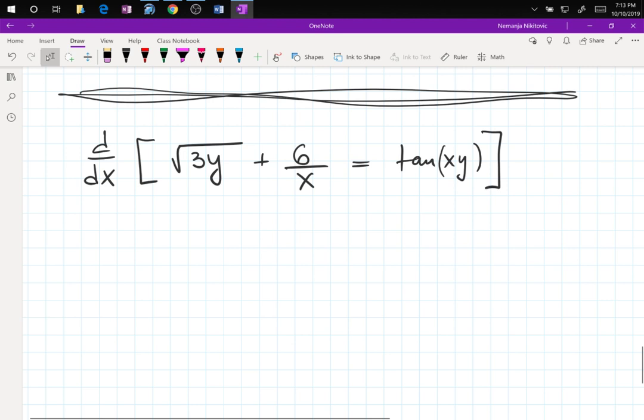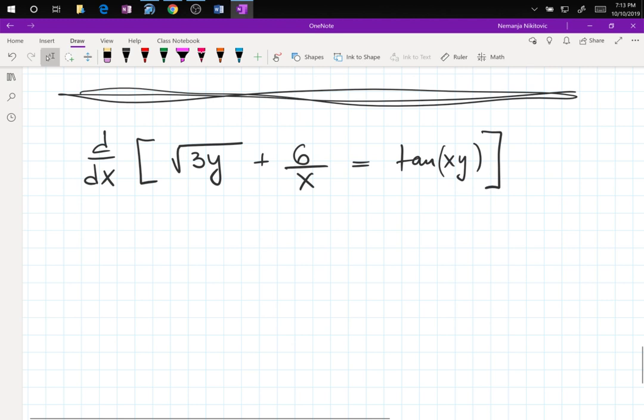This one is high spice level, right? What's the derivative of tangent? Secant squared. And then you have to have secant squared xy times the product rule as a chain, right? So that's that spicy add-on. So it's not just product rule, it's actually product rule inside the chain.